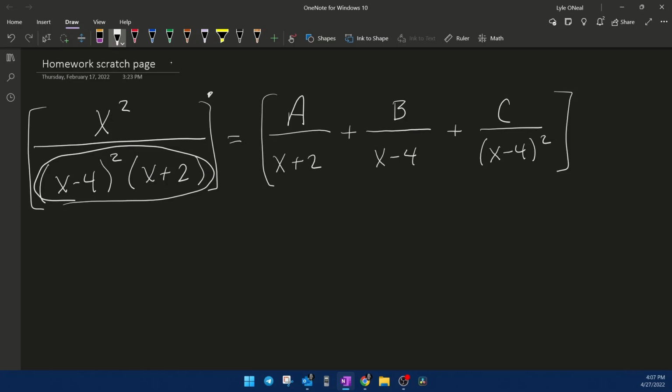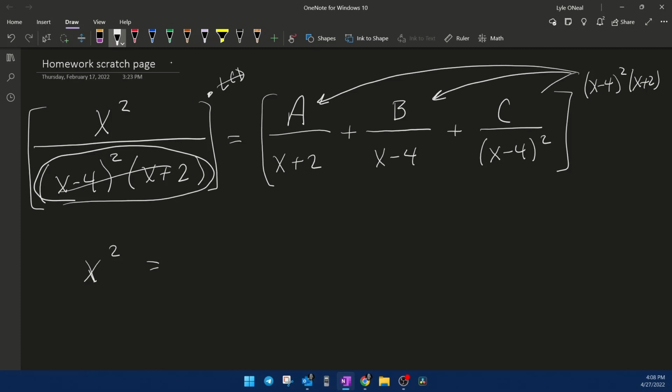So if I multiply the left-hand side by the LCD, those are going to cancel and leave me only x squared. On the other side, if I multiply by x minus 4 squared times x plus 2, I'm going to have to distribute that to all three numerators. And in the first fraction, the x plus 2's are going to cancel. Here, let me show that. The x plus 2 cancels, leaving me A times x minus 4 squared.